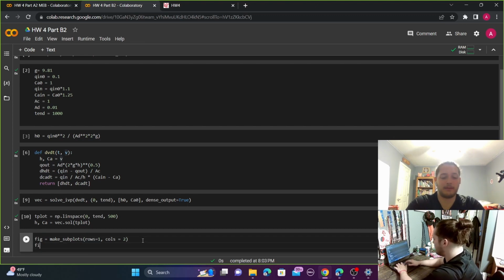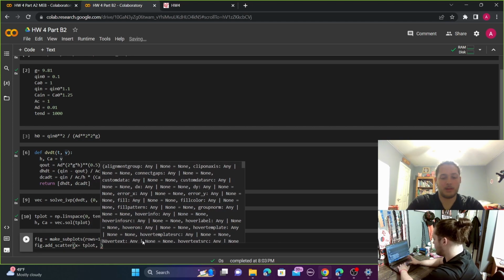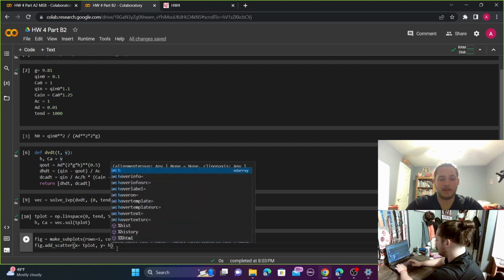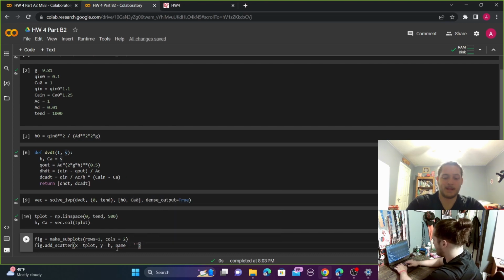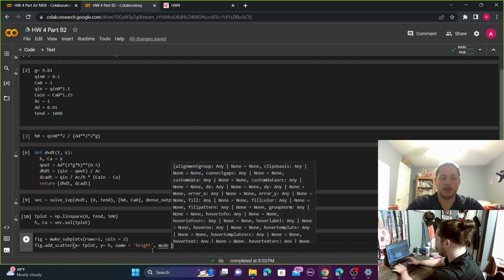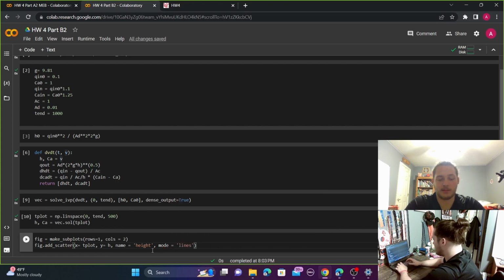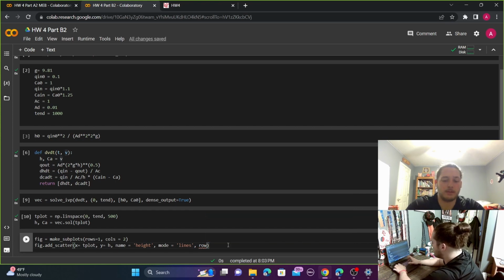And from here we can go fig.add_scatter, and our x here is going to be the t plot, y is going to be the h, the name is going to be, this is going to be the first one, so we're going for height, and then after our name we have mode, and we are going to want lines, so that'll put lines on our plot, and we need to row is equal to 1 and column is equal to 2.